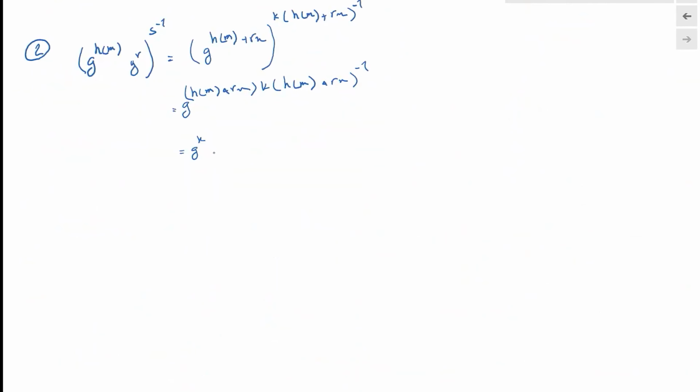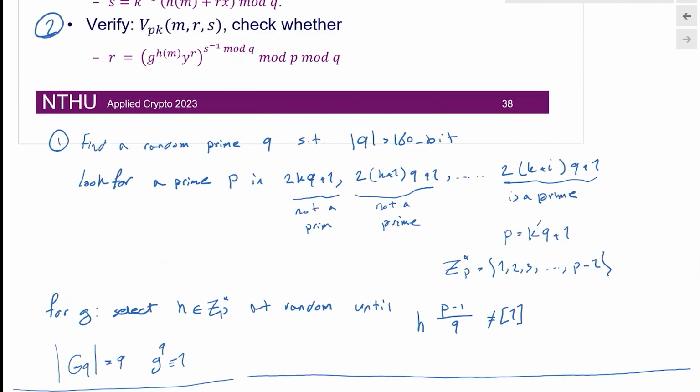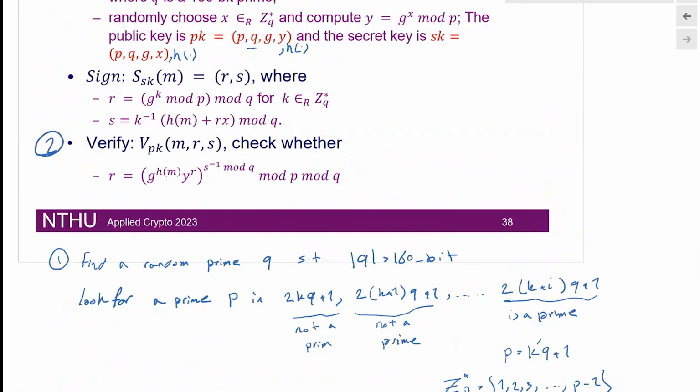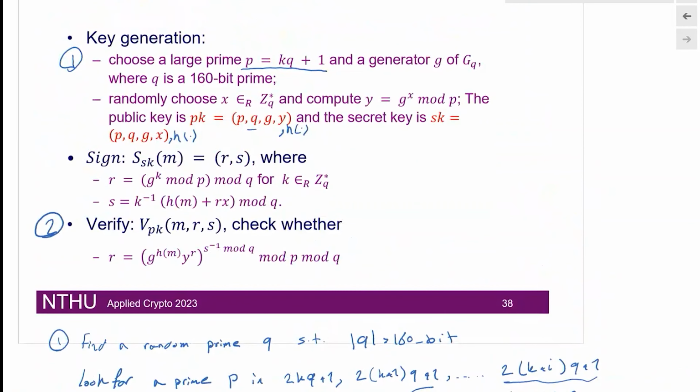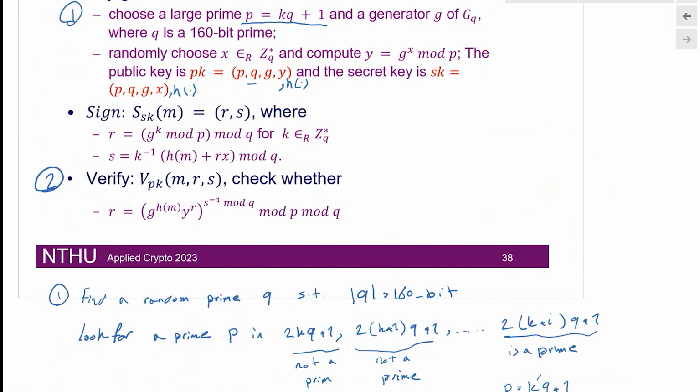It becomes R, the whole computation mod P, mod Q, right? So that's it. We have successfully computed our signature, and also the verification makes sense and works. So if I receive a correct signature for the corresponding message, the verification algorithm should help me do this computation.